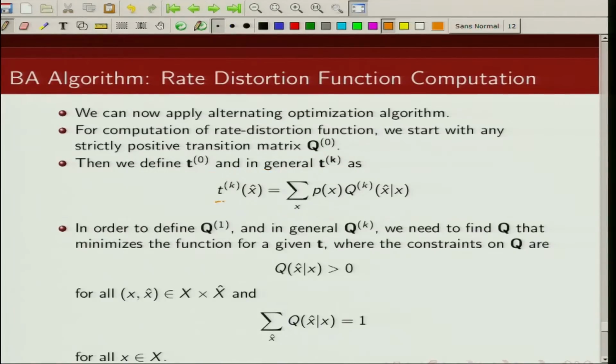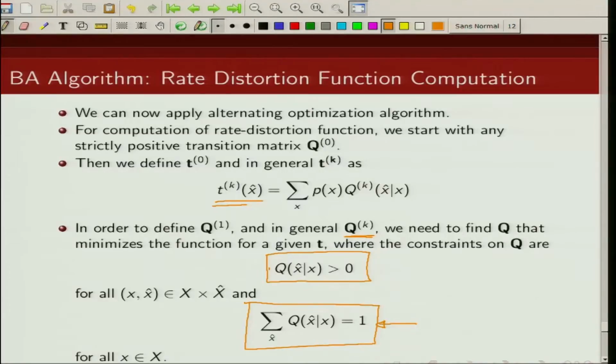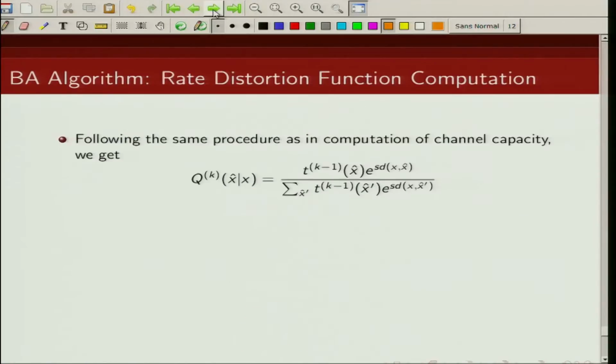Now once you find T, you need to next find Q of 1, Q at iteration index 1. Now how do I find Q in general for k? Again this process is very similar to what we did. We want to maximize this with some constraints, and what are these constraints? We have this positivity constraint, Q of x hat given x is greater than 0, and we have the sum of probabilities adding up to 1. So we will again follow the method of Lagrange. So we will form the Lagrangian, objective function plus lambda times this constraint. We will initially ignore the positivity constraint, and later on we will show that Q comes out to be positive. So that condition is explicitly taken care of.